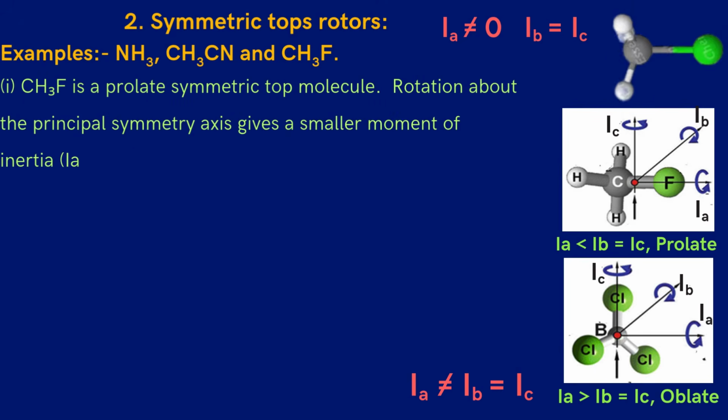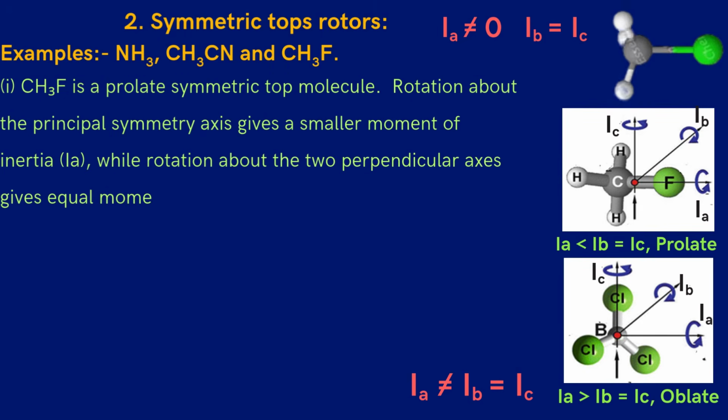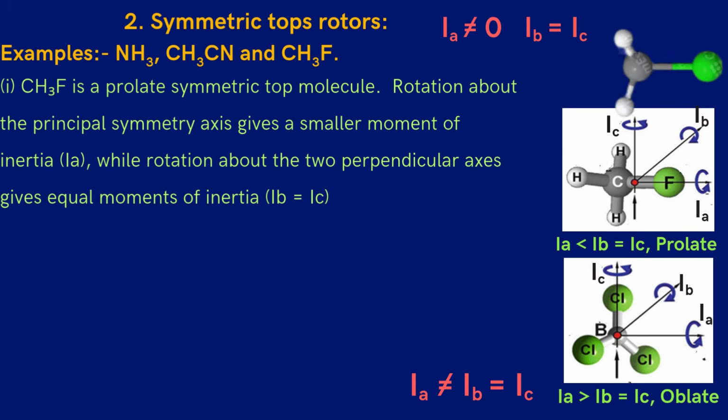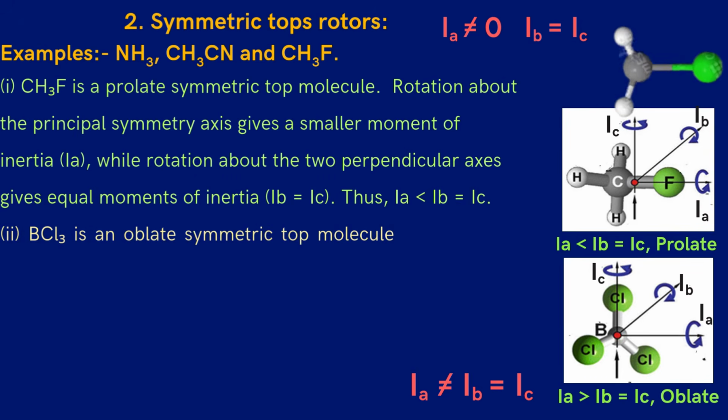Molecule rotation about the principal symmetry axis gives a smaller moment of inertia, Ia, while rotation about the two perpendicular axes gives equal moments of inertia, Ib equal to Ic. Thus, Ia is less than Ib, equal to Ic.